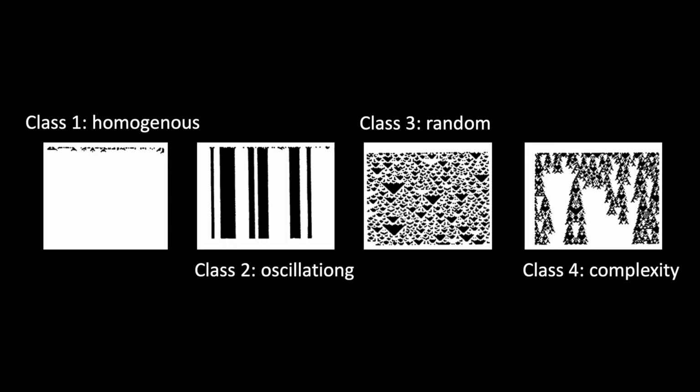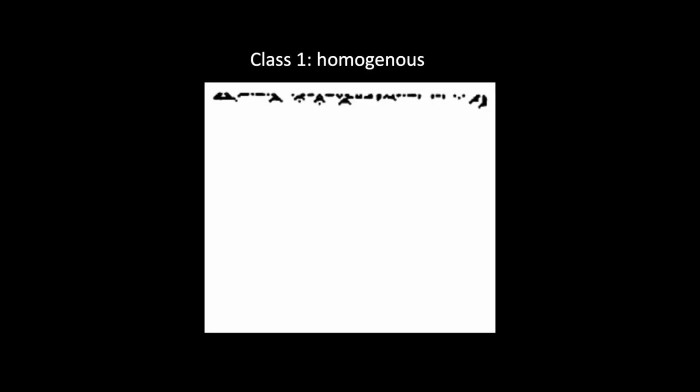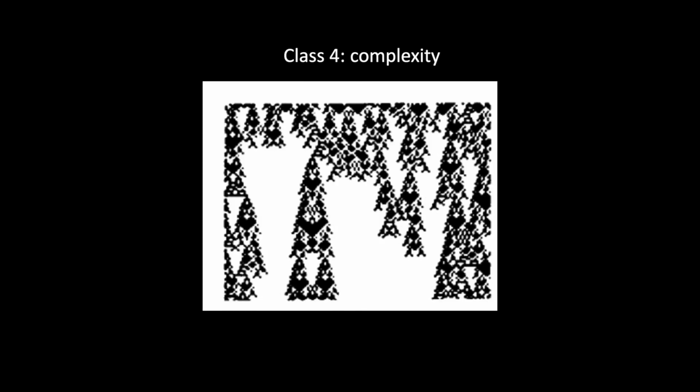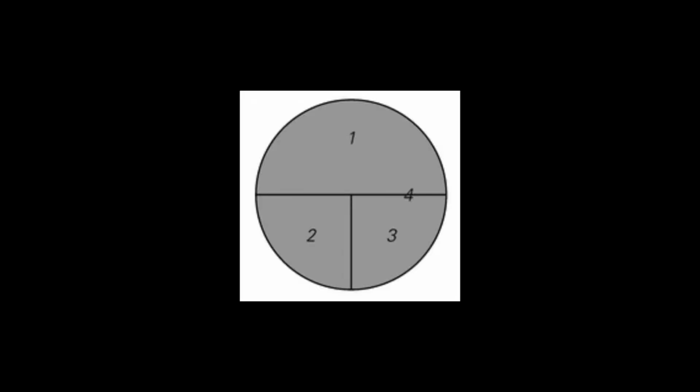Stephen Wolfram, the guy who discovered this, classified all 256 rules according to 4 classes based on their behavior. Class 1 is homogeneous. The system settles down to either all white or all black. Class 2, you see oscillating patterns repeating itself. Class 3, random behavior with no definite structures. And Class 4, the system has both order and randomness, giving rise to complexity. Of all 256 rules, only a tiny fraction gives you complexity.